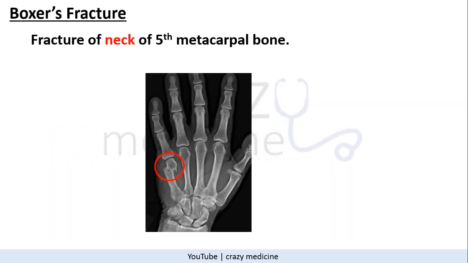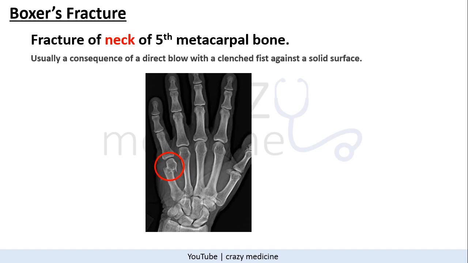Next is Boxer's fracture. It is a fracture of the neck of the fifth metacarpal bone. It is usually a consequence of a direct blow with a clenched fist against a solid surface.